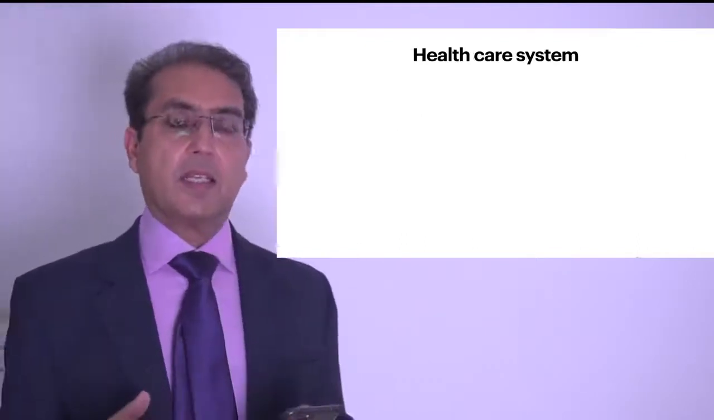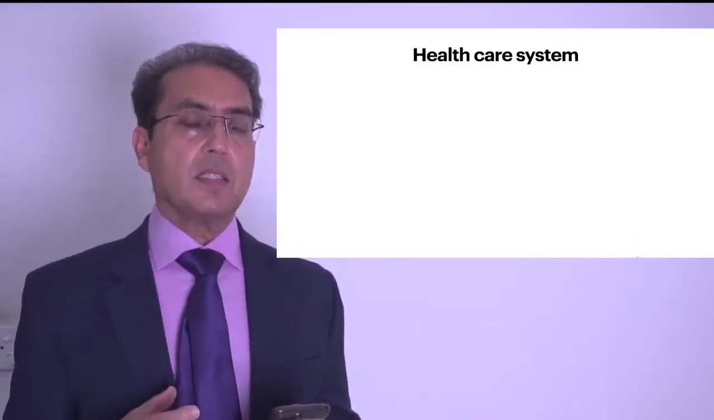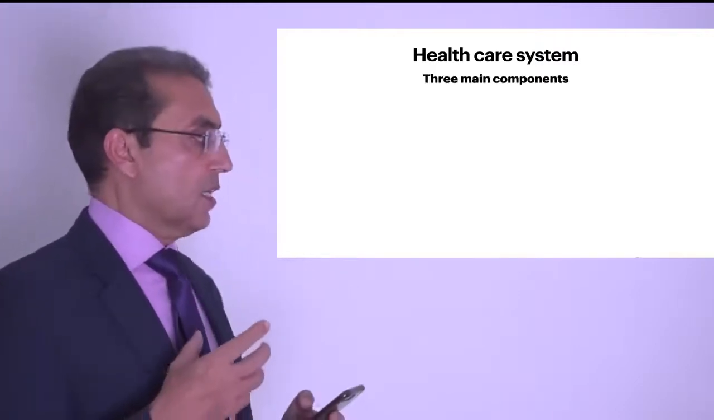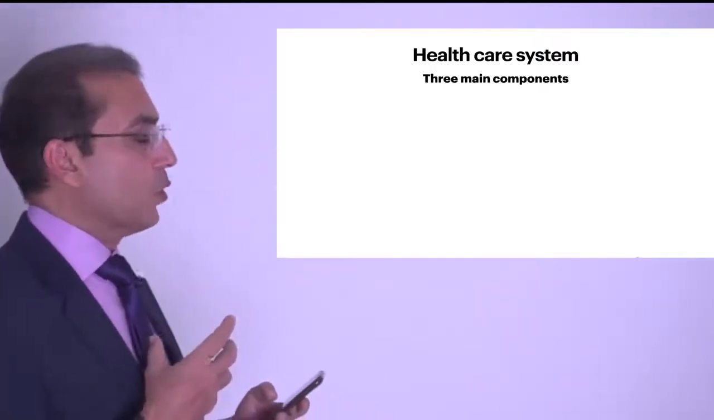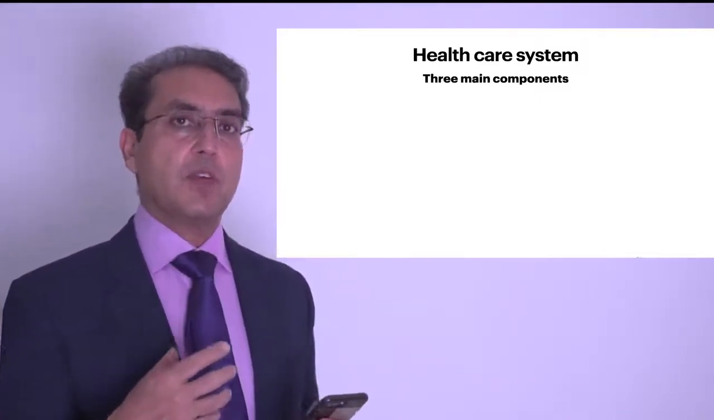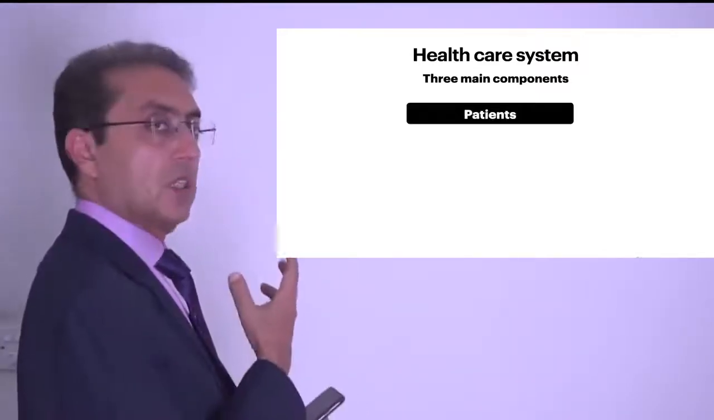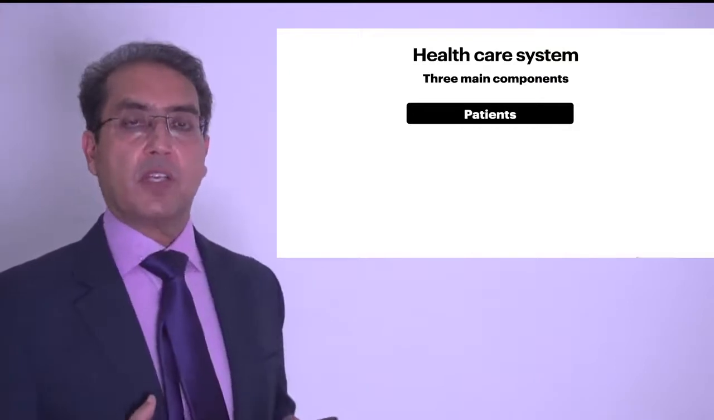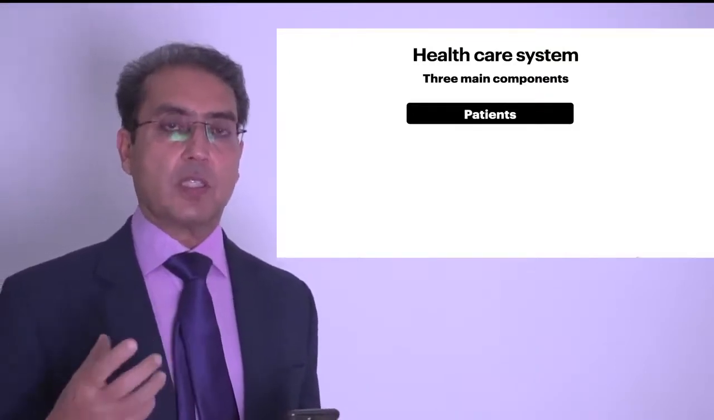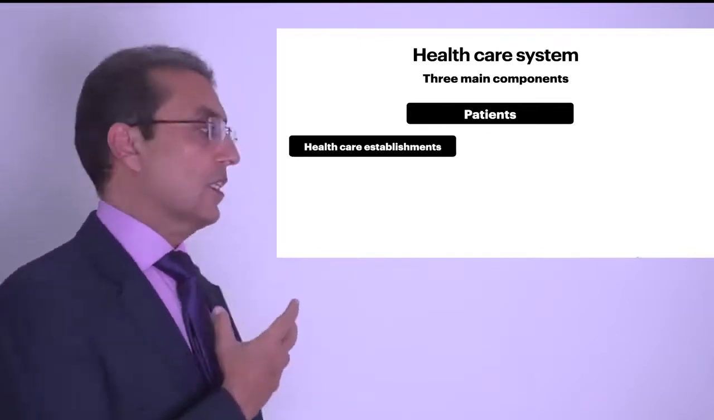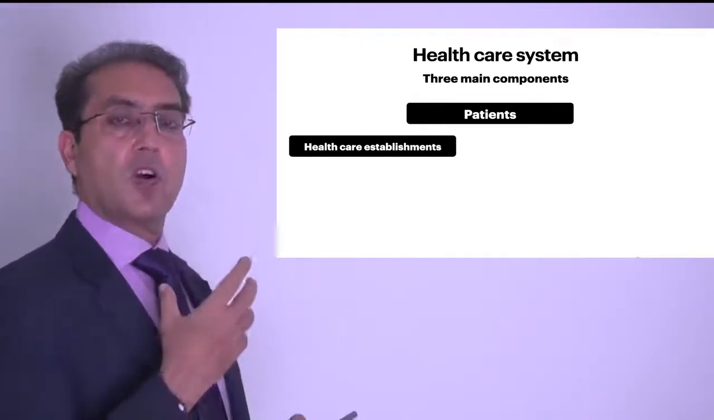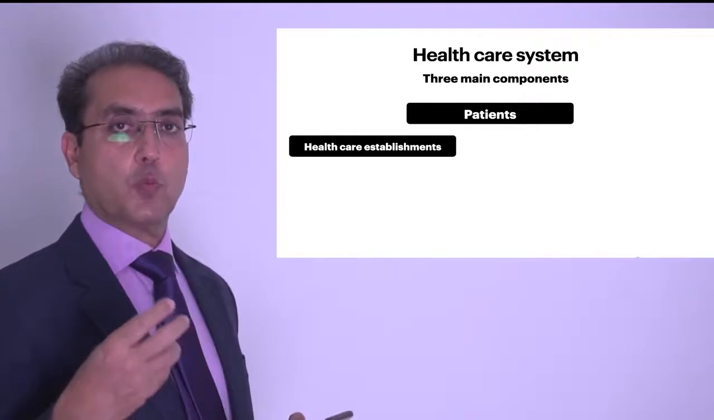Now, what is a healthcare system? The healthcare system is basically composed of three main components. One of the most important, the VIP of the healthcare system, is the patient, the most important of the healthcare delivery system. So we call this the VIP of the healthcare delivery system. And then you've got healthcare establishments, and then you've got healthcare individuals who provide this health.